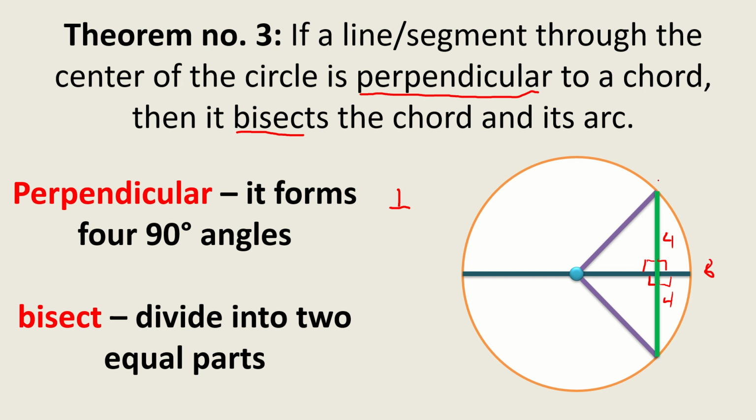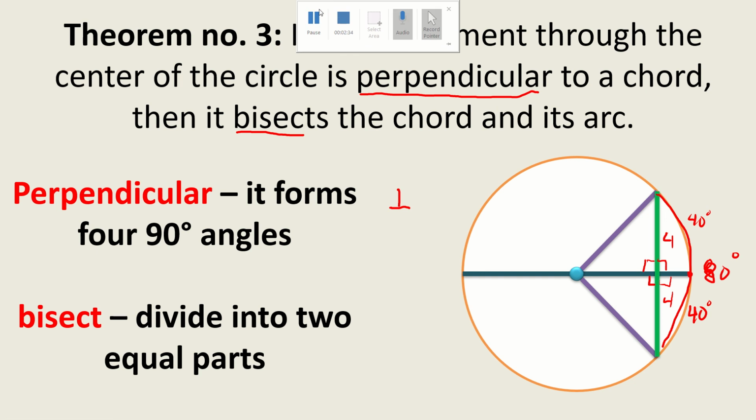Ganon din po sa arc. Kung yung measure ng isang buong arc ay 80 degrees, hinahati rin siya into two equal parts. So, yung kalahati ay magiging 40 degrees at yung kalahati ay 40 degrees. Eh sir, saan po namin gagamitin yung Pythagorean theorem? So, dyan po papasok yung ating mga examples.